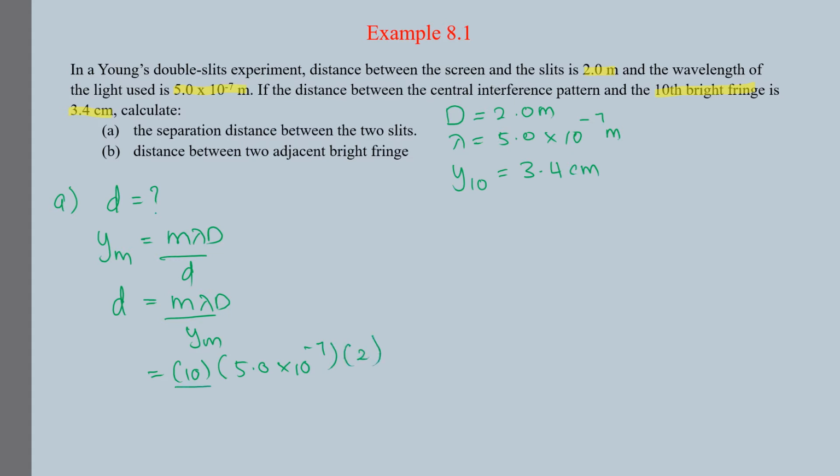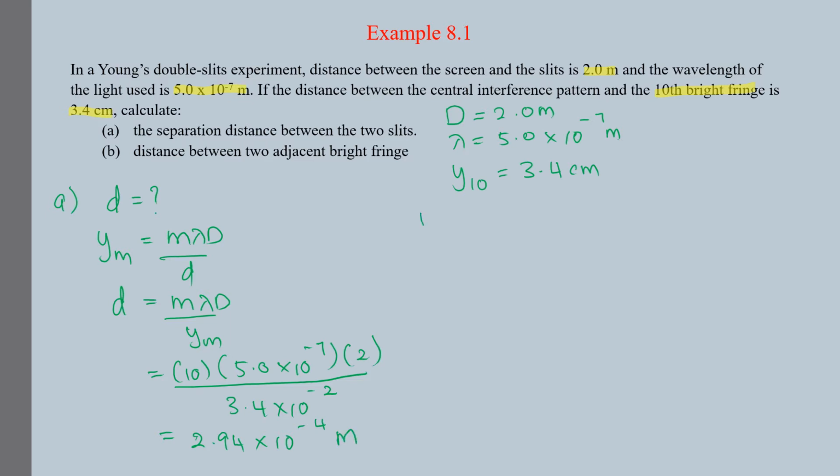D is 2. Ym equals 3.4 times 10 power of negative 2. So the distance between the two slits is equal to 2.94 times 10 power of negative 4 meter.